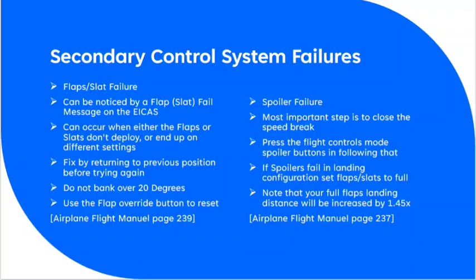On page 237, we get to spoiler failure, where the most important step is to close the speed brake. You want to press the flight controls mode spoiler button that follows that. And if the spoilers fail in landing configuration, you want to set both your flaps and slats to full. And this is so you can just have the shortest landing distance, because with your spoilers not working, you're going to have a longer ground roll and just have the maximum amount of drag and a lower airspeed coming in. Even your flaps full landing, if you're landing without spoilers, can increase your landing distance by 1.45 times.